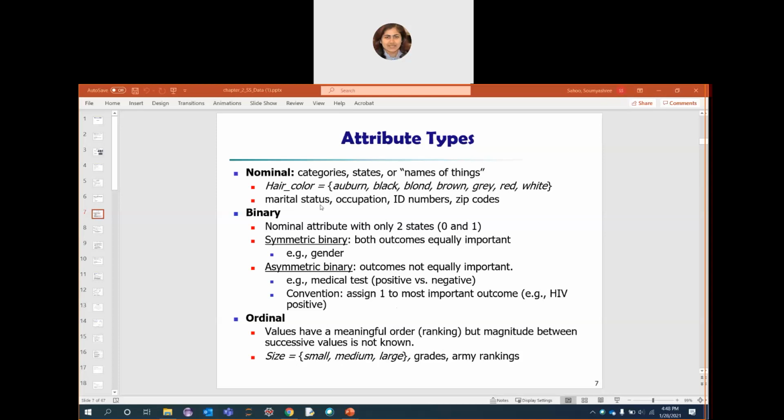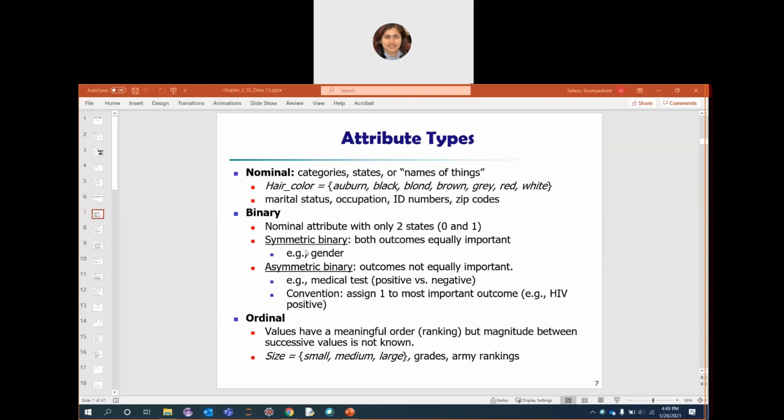Symmetric binary, that I was just telling you about, means both outcomes are equally important. In a binary attribute type, a specific example is gender. Whatever the outcome may be, female or male, both of them are equally important. Neither one is more important, and neither is less. They are equally important to each other.